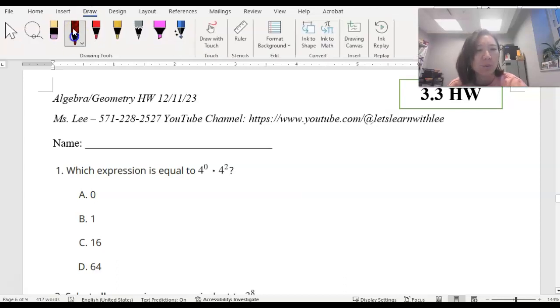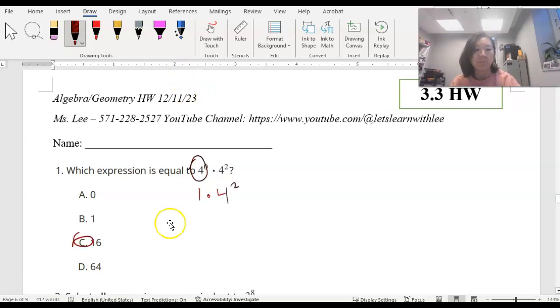So this first question is asking which expression is equal to 4 to the 0th power times 4 to the 2nd power. Remember that anything to the 0th power is 1, so this is 1 times 4 to the 2nd power, which is 4 squared, so that's 16.